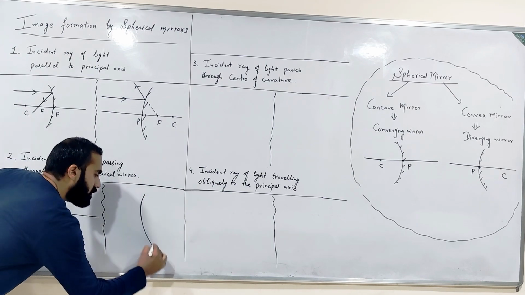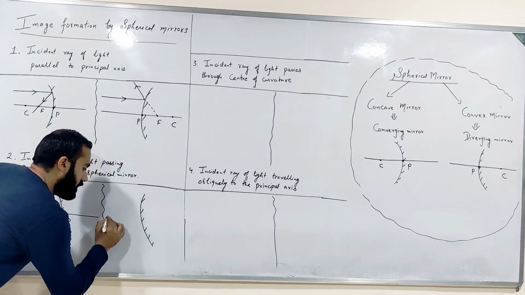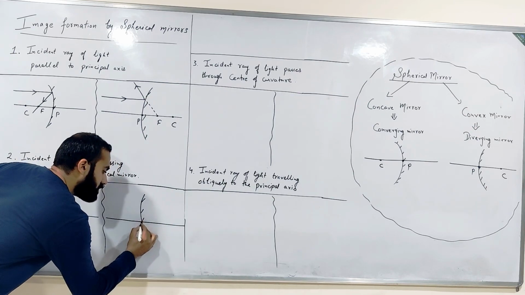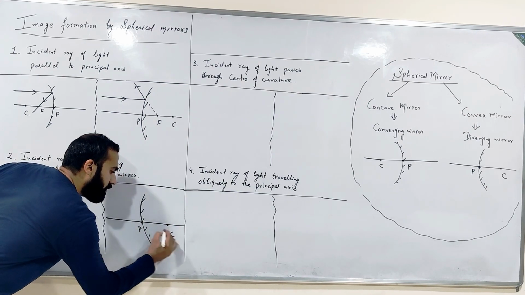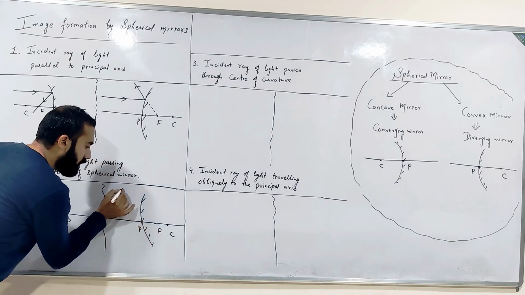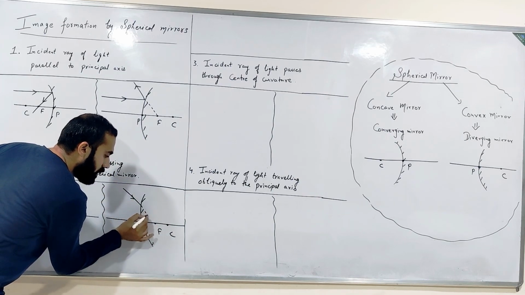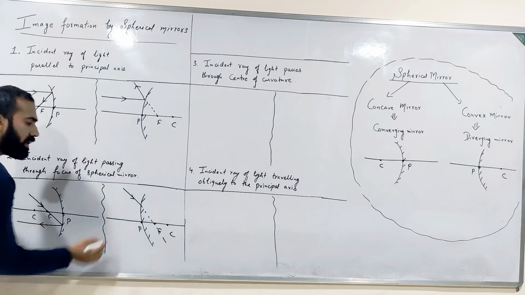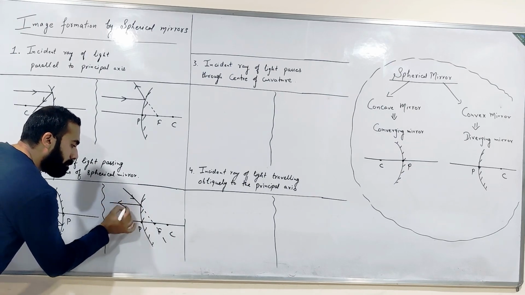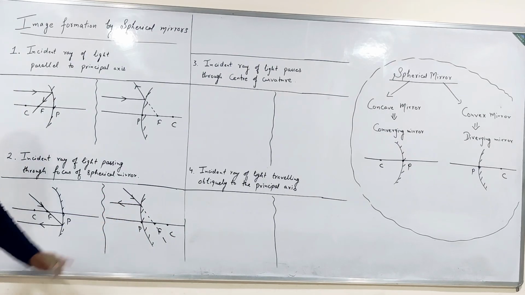And in the convex mirror, this is the principal axis, this is the pole, this is the center of curvature, this is the focus. So if the ray is passing through the focus of a mirror, it reflects back parallel to the principal axis.